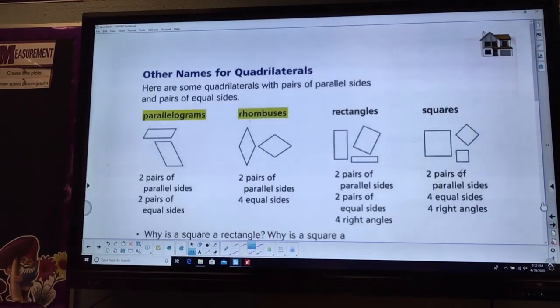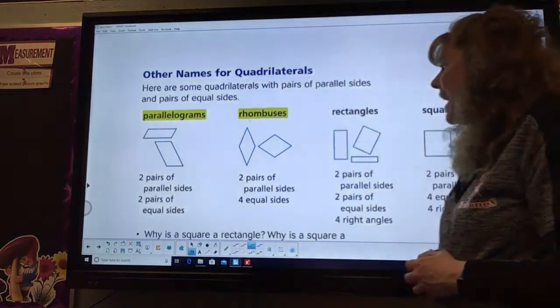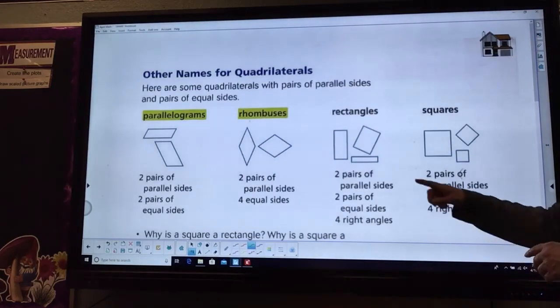Now, we've talked about some of these other quadrilaterals. Here are some quadrilaterals with pairs of parallel sides and pairs of equal sides. If you look at the first ones, those are called parallelograms. I kind of like to equate those to the rhombus of the rectangle, so to speak. Now, we talked about earlier that a rhombus and a square are basically the same thing, but the rhombus doesn't have the right angles. Well, if you look at those parallelograms, what do you notice about them? They still have 2 pairs of parallel sides and 2 pairs of equal sides, but what are they missing? They do not have those 4 right angles like the rectangles do.